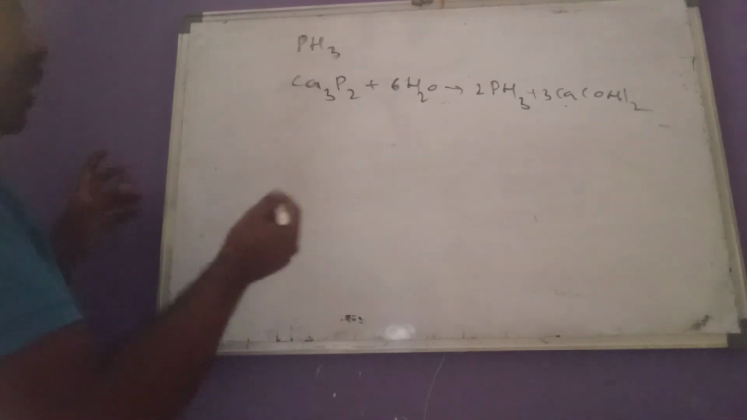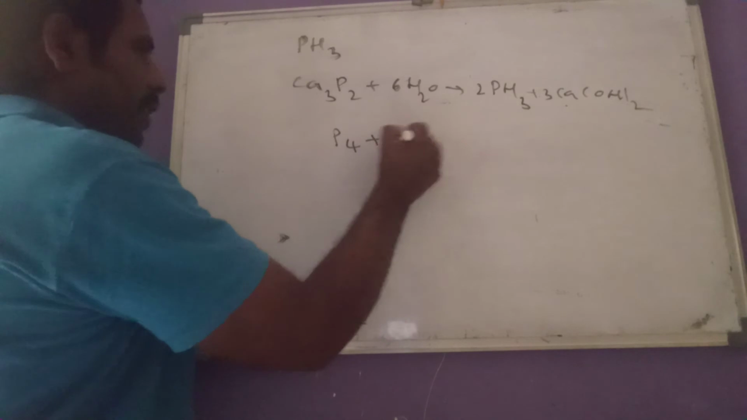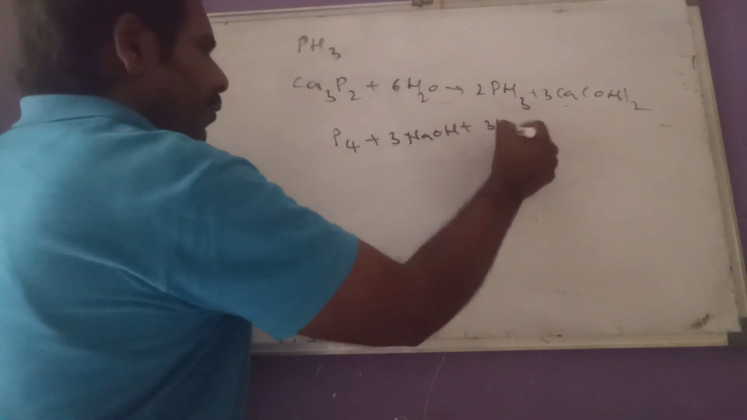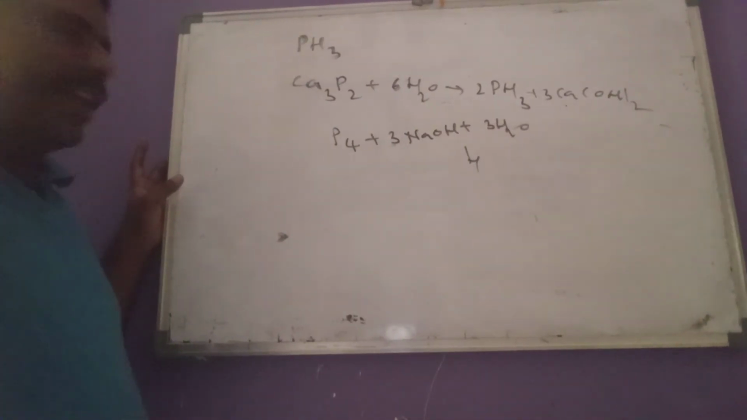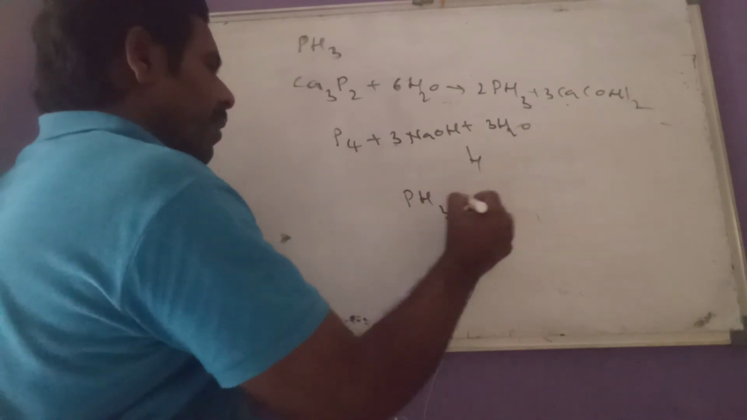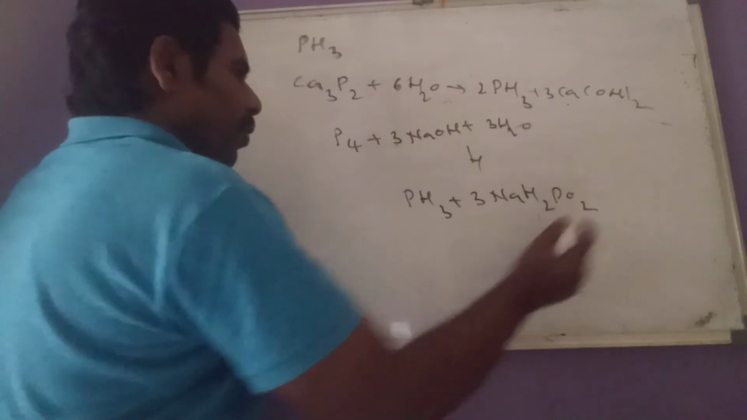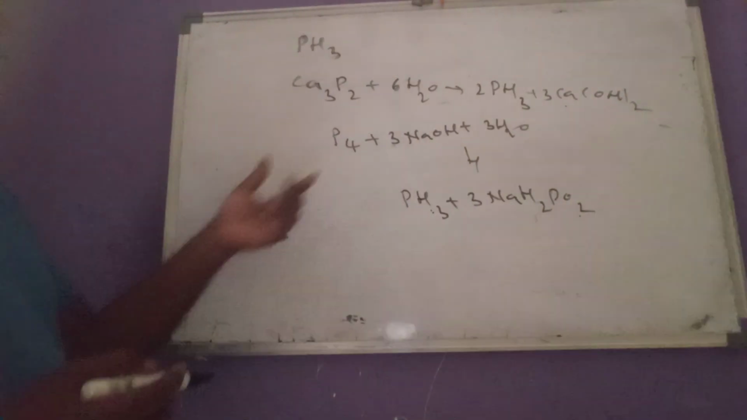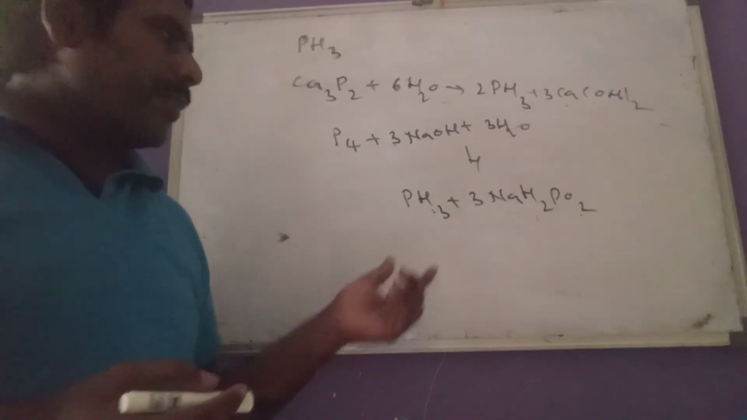In the laboratory, how can we prepare it? Laboratory method: phosphorus when treated with a concentrated solution of NaOH and water, what can we get here? Phosphine plus 3NaH2PO2, sodium hypophosphite. So these are the two preparation methods of phosphine.